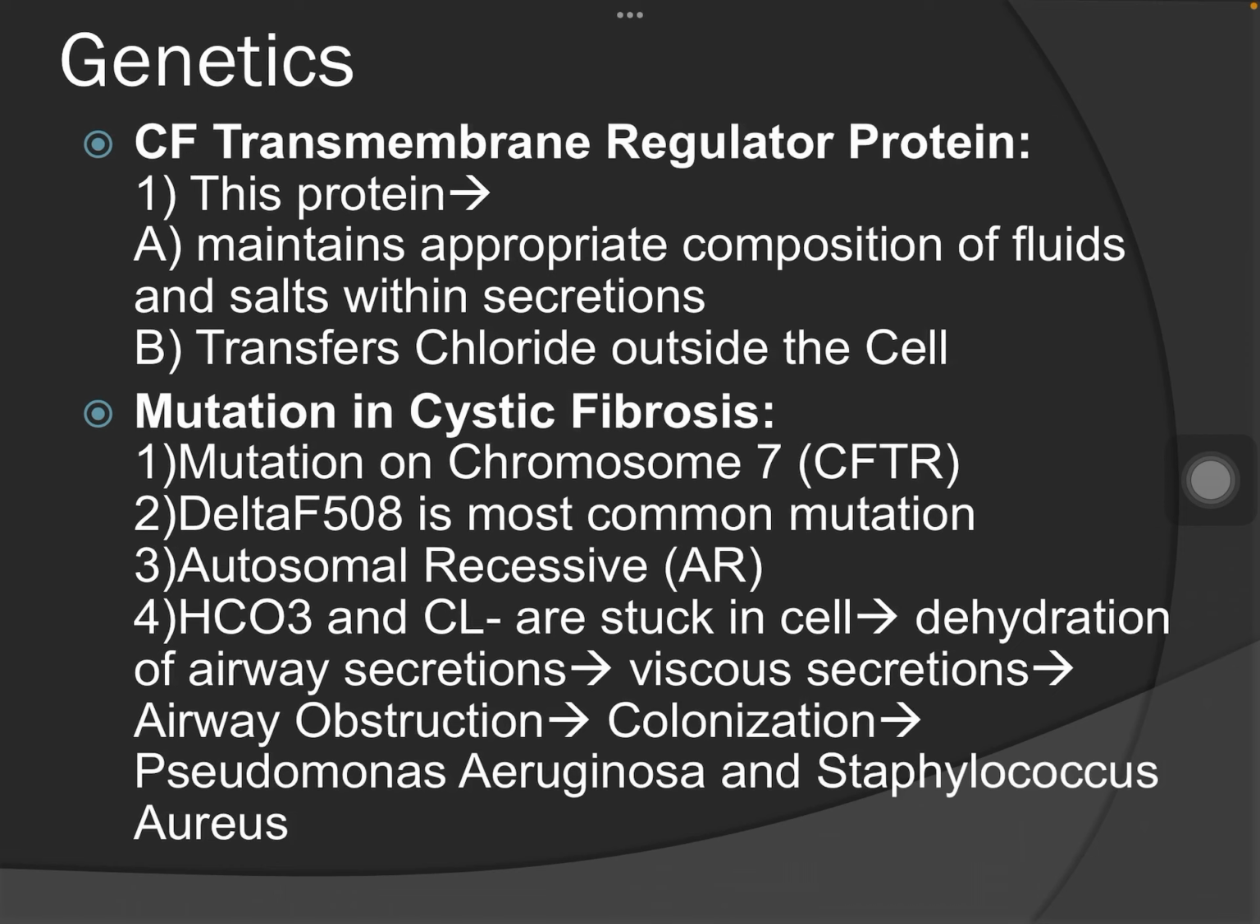The most common mutation that we should all know is delta F508. It is an autosomal recessive disease, and when this mutation is present, bicarbonate and chloride will be stuck in a cell, leading to dehydration of airway secretions, and this leads to viscous secretions in the airways, which will lead to airway obstruction, and as we know, obstruction will lead to colonization with microorganisms. The most common microorganisms that we should know in cystic fibrosis are Pseudomonas aeruginosa and Staph aureus.